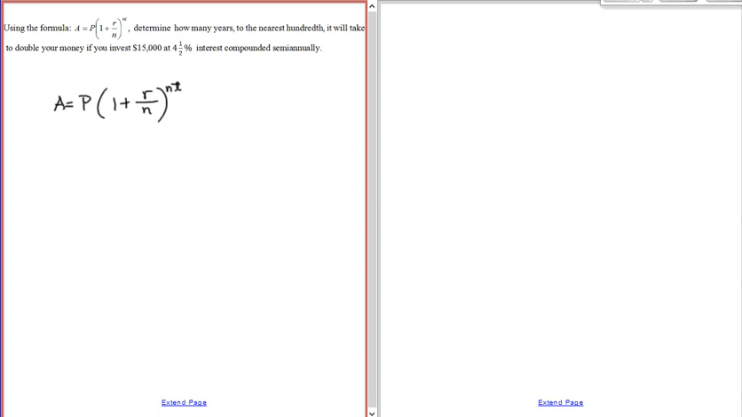So let's try to identify the variables. Invest 15,000. So this is the P. 4.5% interest. So this is the R. Or we can say R is equal to 4.5%. That means 0.045. Compounded semi-annually. That means N is equal to 2.